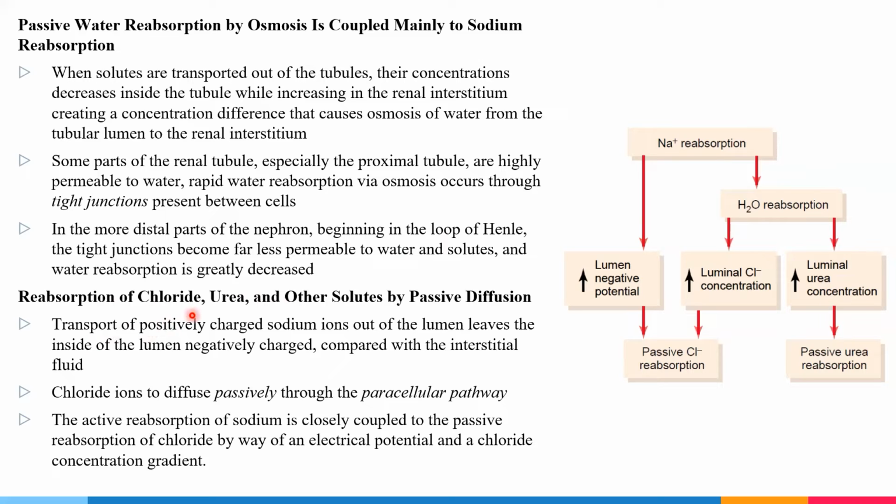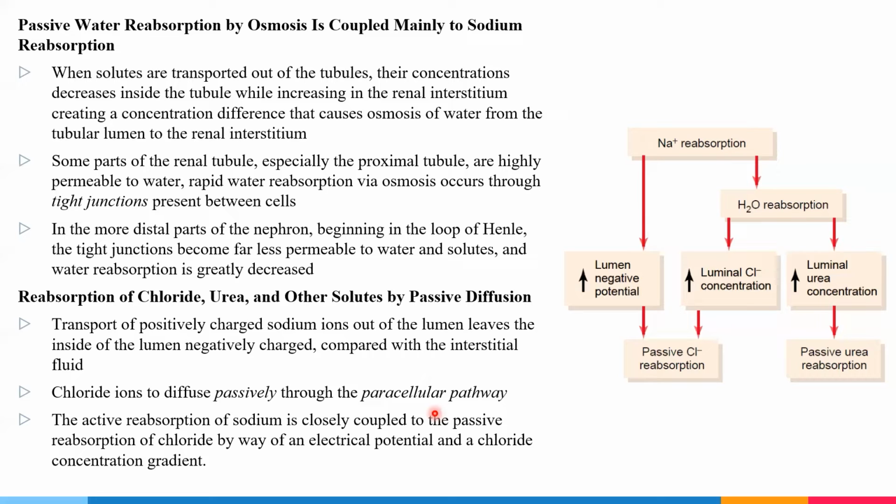Next, we look into the reabsorption of chloride, urea, and other solutes by passive diffusion. Transport of positively charged sodium ions out of the lumen leaves the inside of the lumen negatively charged compared to the interstitial fluid. So as more and more sodium ions are transported out of the lumen into the interstitium, the glomerular filtrate itself becomes negatively charged. Chloride ions are now able to diffuse passively through the paracellular pathway down the electrochemical gradient.